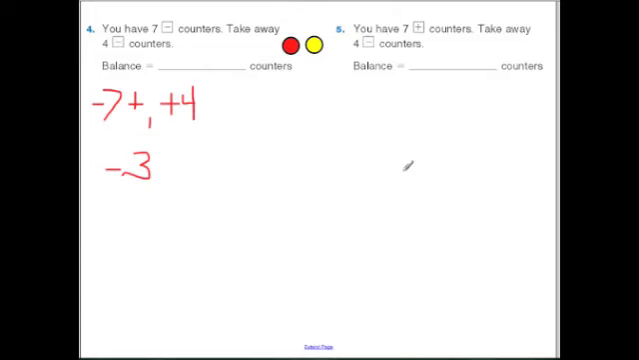So if you look at number 5 and we write it as a sentence, it says you have 7 positive counters. Take away 4 negative counters. So we have 7 positive counters, and we're taking away 4 negative counters. Again, we see the double negative, and we know that that means that we change it to a positive, so we put plus plus. So now it looks like 7 plus 4, which is 11. So our answer would be 11. 2 negatives make a positive.